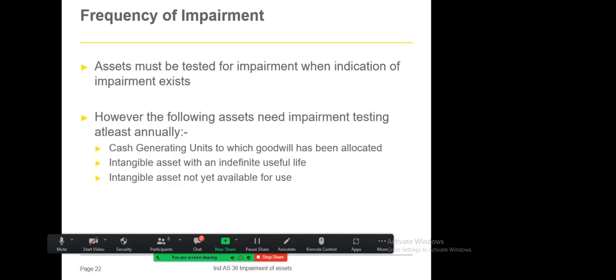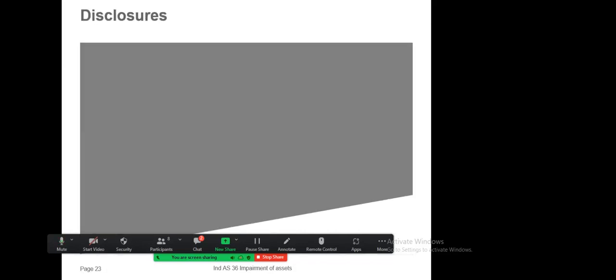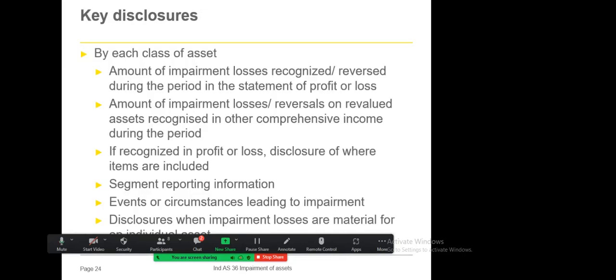Now coming on to the next slide, frequency of impairment. Assets must be tested for impairment whenever there is any indication of impairment. However, the following assets need impairment testing at least annually. What all assets? Cash generating units to which goodwill has been allocated, intangible assets with indefinite useful life, and intangible assets which are not yet available for use, like software which is still under development. Now there are a few disclosures also.